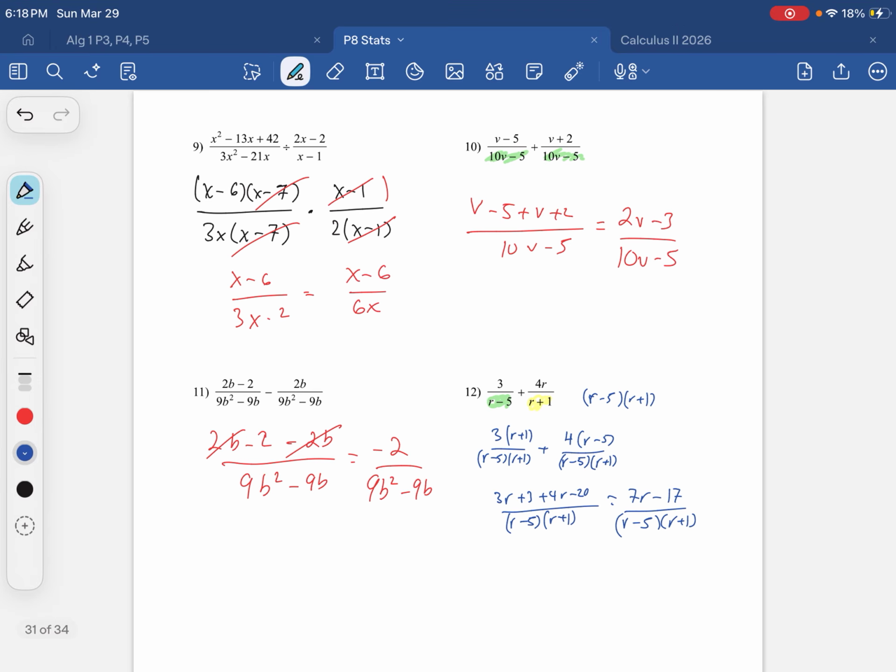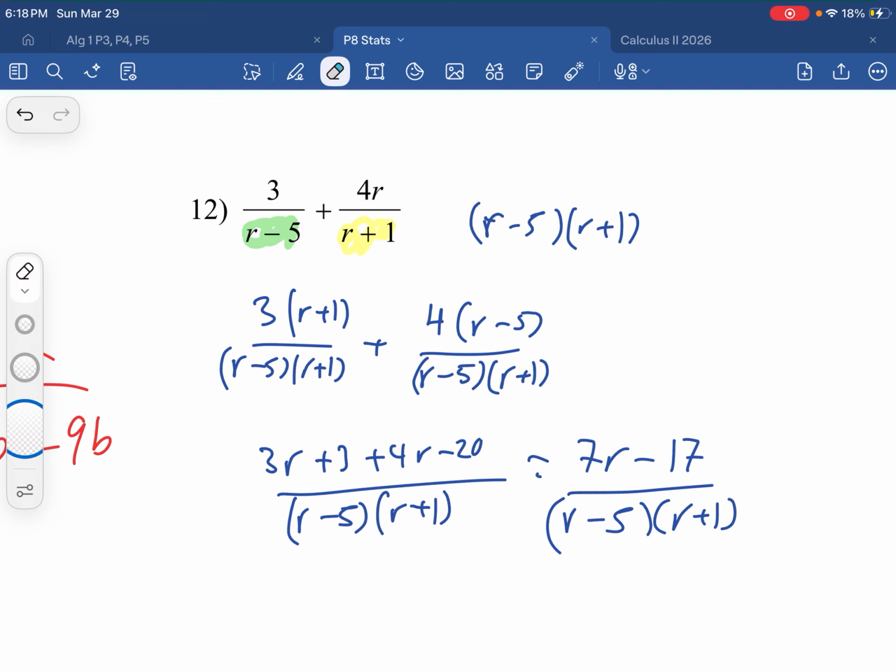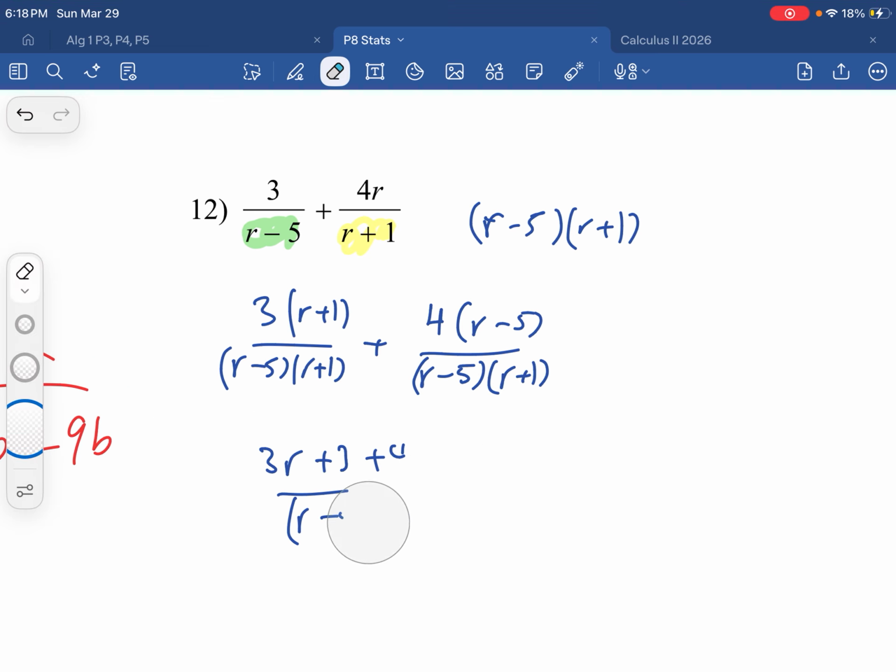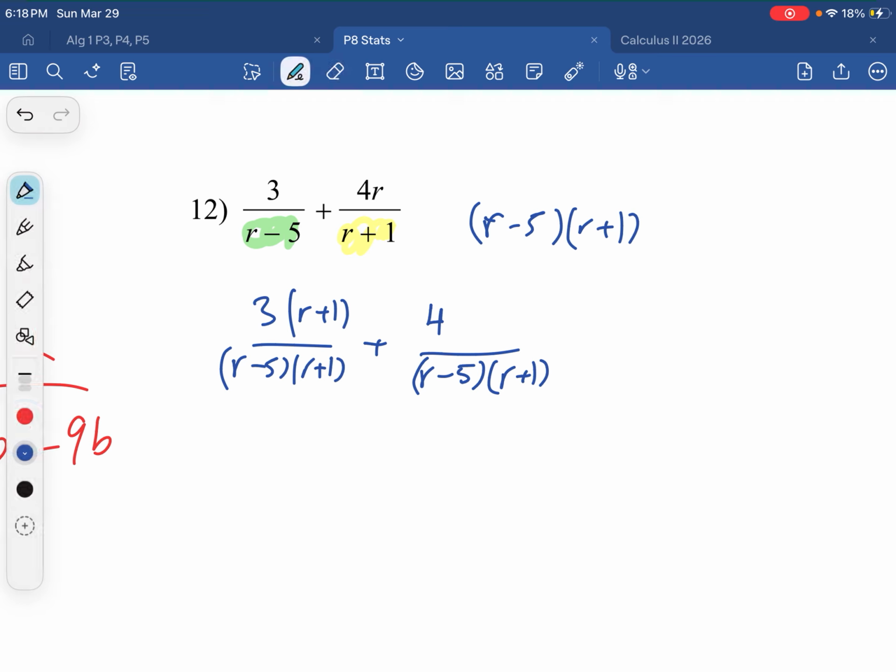Did I mess up? Oh, I did mess up. Sorry, I did not see the r on there. Let me back up on this one. We do want to have the common denominator. I forgot to write an r. This will change the math on it if it's r minus 5. So, sorry about that one.